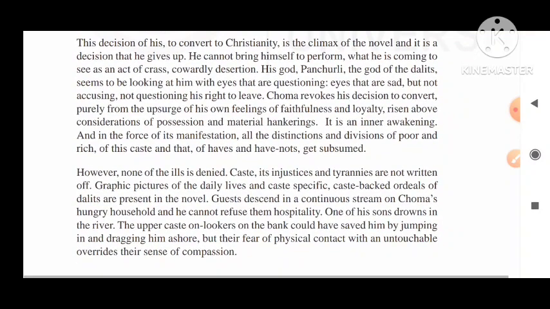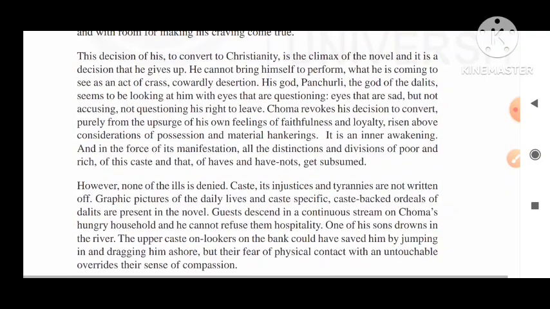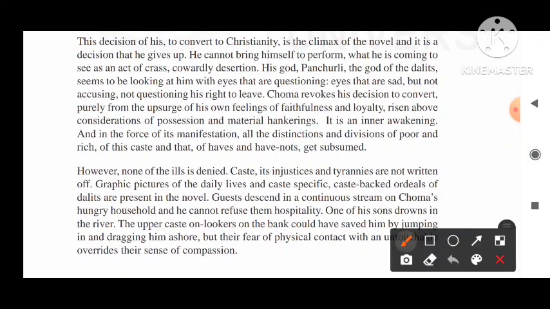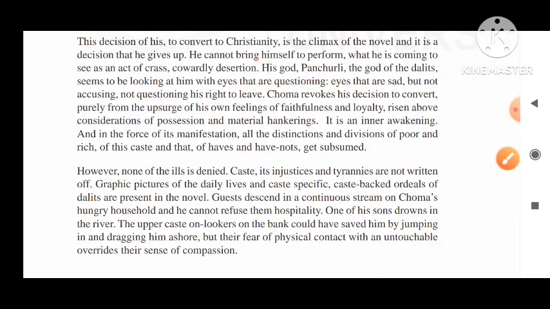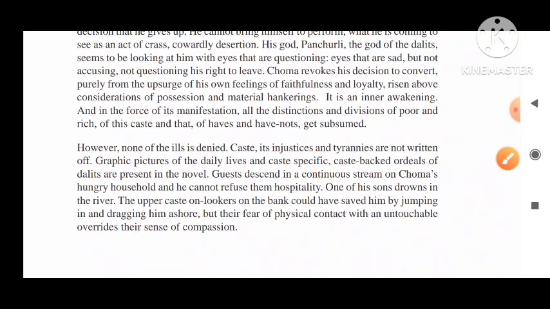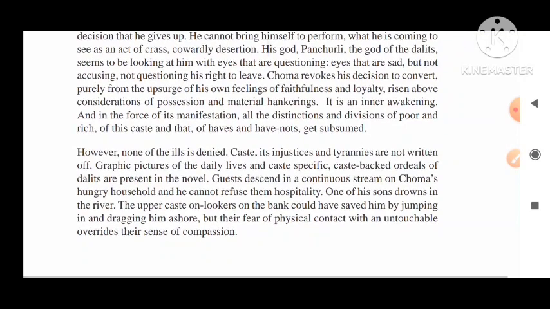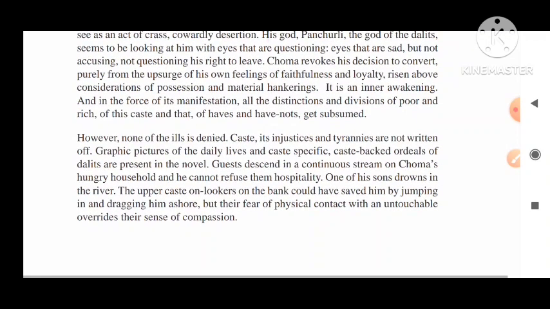His god Panchurli, the god of the Dalits, seems to be looking at him. Okay, so here is the main key point you can note down. Panchurli, the god of the Dalits, seems to be looking at him with eyes that are questioning, eyes that are sad, but not accusing, not questioning his right to live.